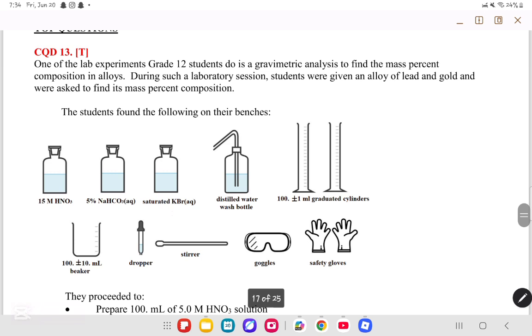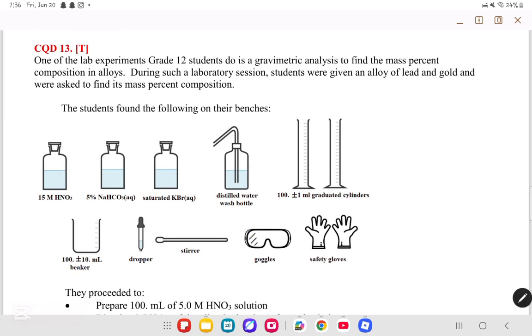Then we have CQD number 13 top. One of the lab experiments grade 12 students do is a gravimetric analysis to find the mass percent composition in alloys. During such a laboratory session, students were given an alloy of lead and gold and were asked to find its mass percent composition. So we need to find its mass percent composition, right?